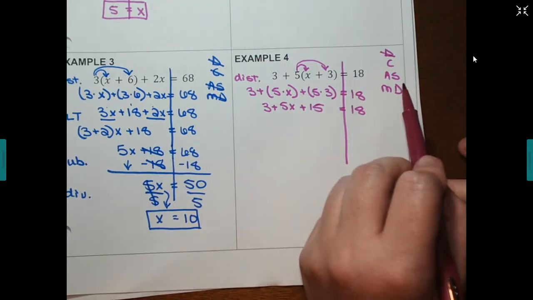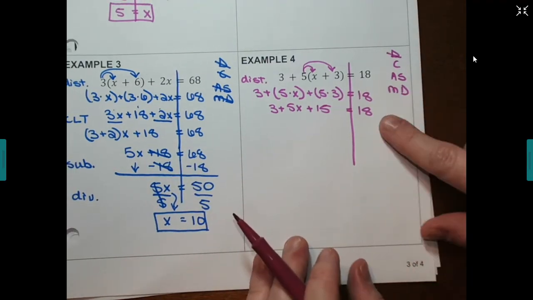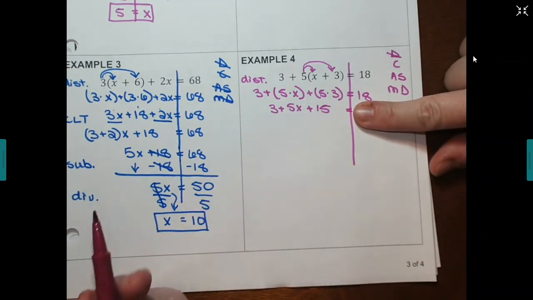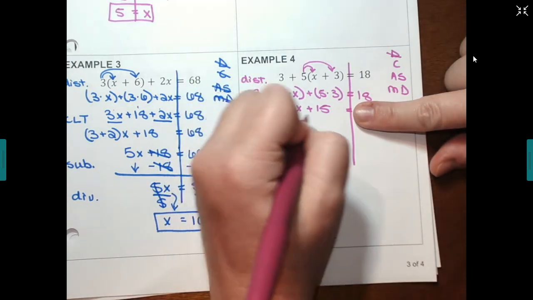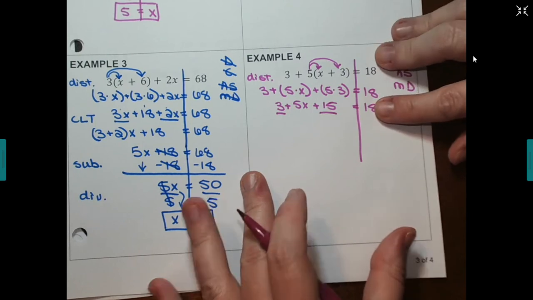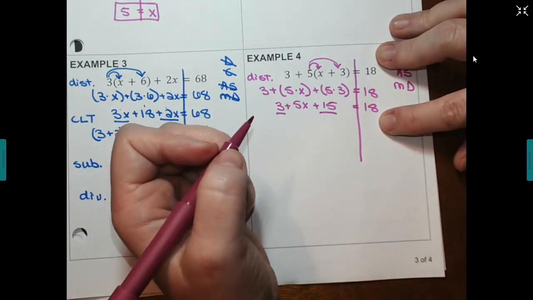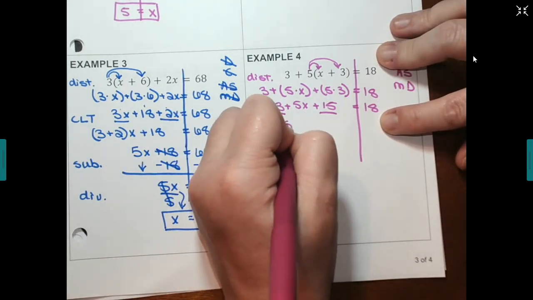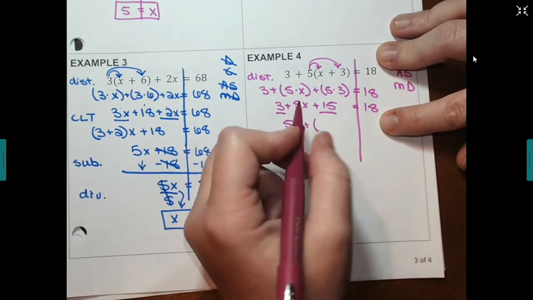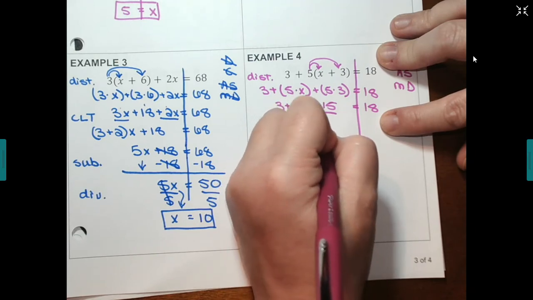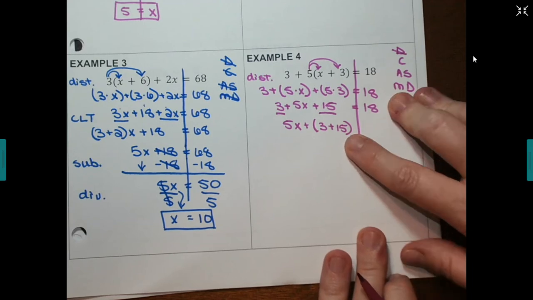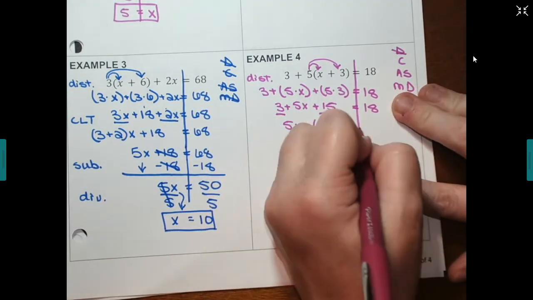Now let's see if we can combine any like terms. There's not anything to combine over there. But over here we have a 3, we have a 5x, and we have a 15. Oh, we have two plain old numbers we could combine, don't we? Let's go ahead and write our variable first, just so we don't forget it. 5x plus 3 plus 15. And there isn't a number or a letter behind that because there's no variable there.